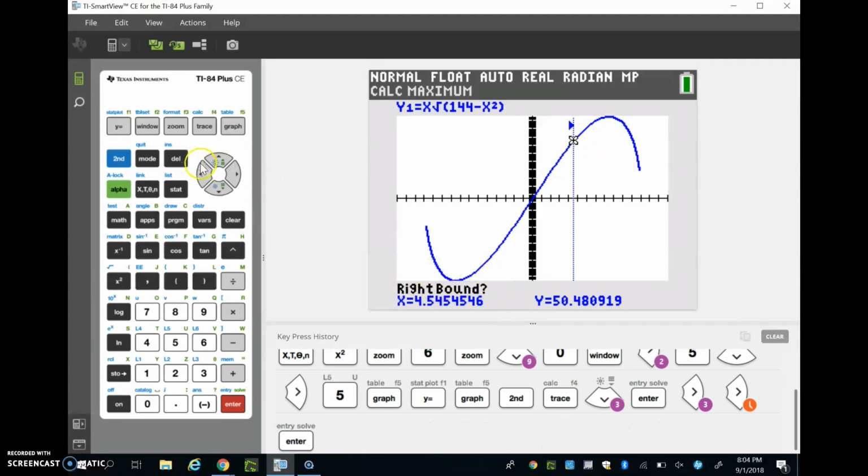See how it changes to right bound? So we're going to take it over to the right side now and hit enter. The guess doesn't matter; you can bypass that by just hitting enter. And it should take you right to the peak. Right at the peak here, we have the maximum, 8.485, and remember the directions say to round to the nearest 3 digits.